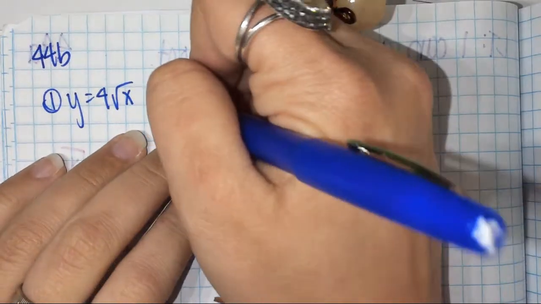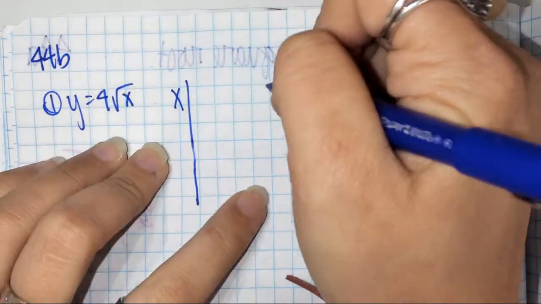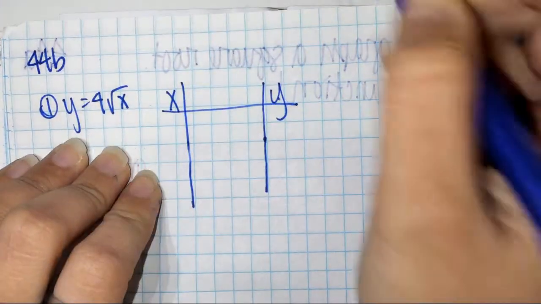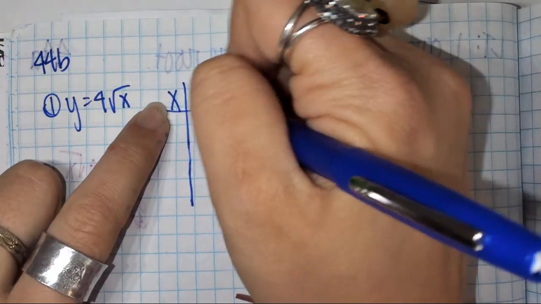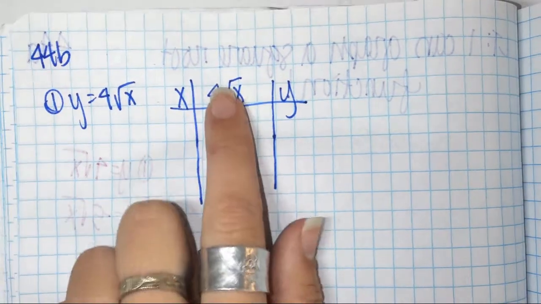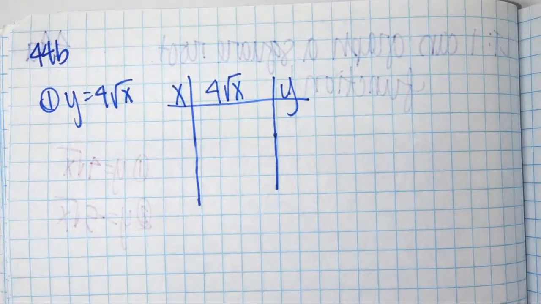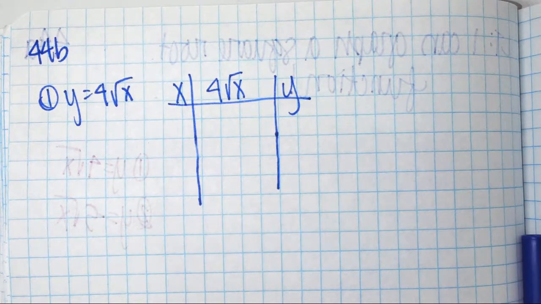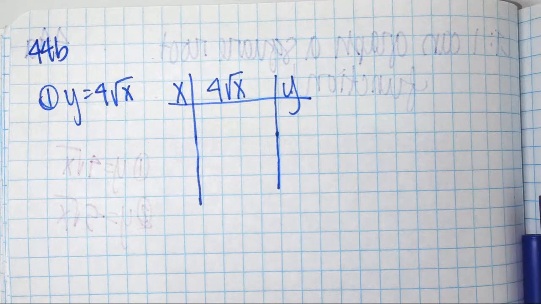Okay, so remember, our tables that we practice in our notes are really good and helpful, so you should have done the same thing. So we have x, 4 root x, and y. Now, did we change anything under our radical? So should we still use our perfect squares to plug in? And what are the perfect squares that we plug in?